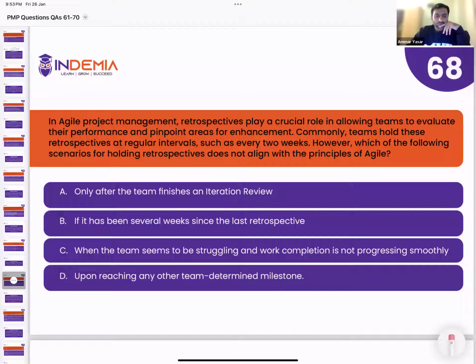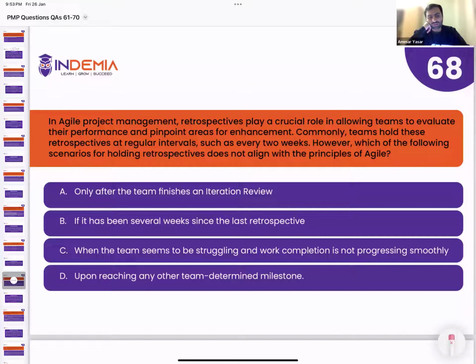Sorry, so why have you chosen option C? Because here there's a need for it, when the team seems to be struggling on work completion and is not progressing smoothly. So there was a problem in the work, and maybe a lesson learned will come out of it. So you're saying option C is correct.